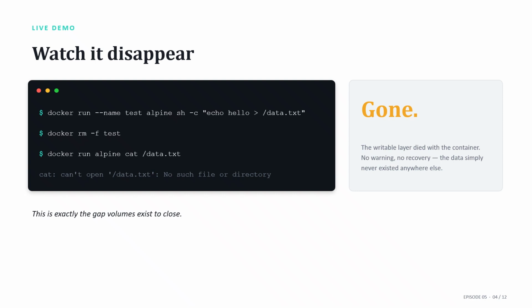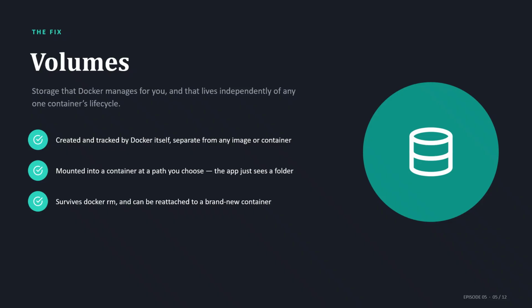This is exactly the gap volumes exist to close. A volume is storage that Docker manages for you, and that lives independently of any one container's lifecycle. It's created and tracked by Docker itself, separate from any image or container. You mount it into a container at a path you choose, so as far as the app is concerned, it's just a folder. And critically, it survives docker rm and can be reattached to a brand new container.